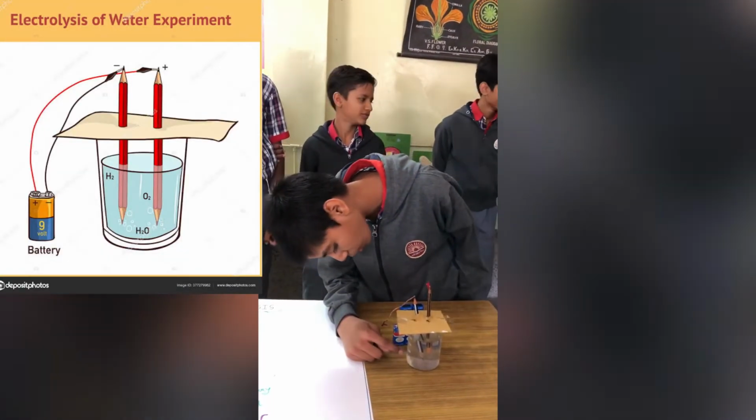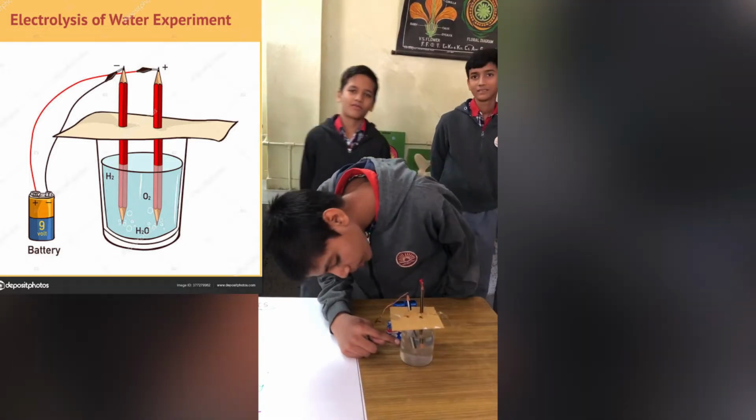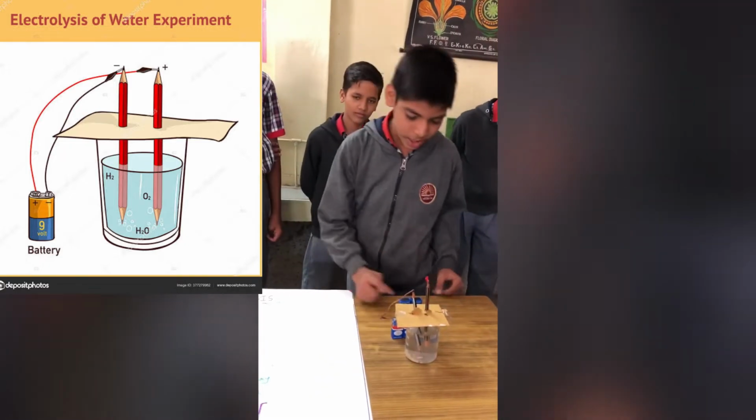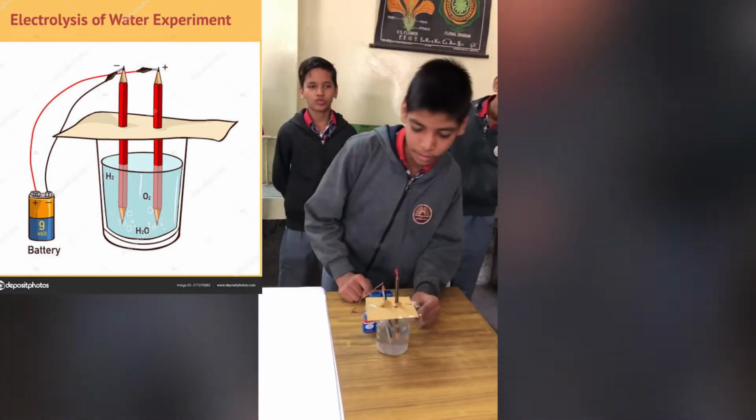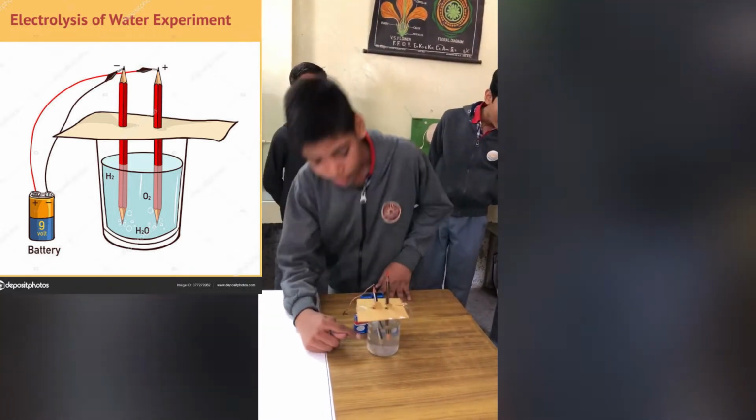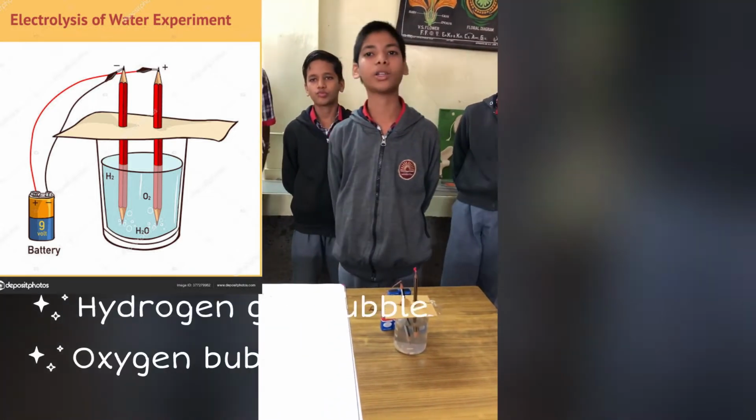When we dipped the pencils in it, it starts bubbling: at the cathode the bubbles of hydrogen, and at the anode the bubbles of oxygen. So we know that oxygen is at the positive terminal.